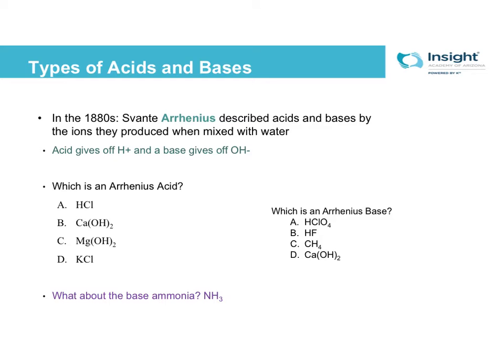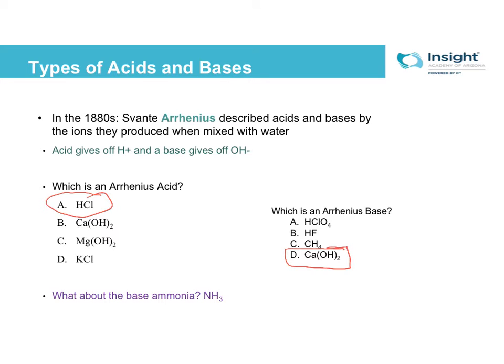Something you should be able to do is, given a list of chemicals, pick out the Arrhenius acid or the Arrhenius base. So see if you can give it a shot here. Of these choices, which is going to be most able to give off that H+? It's going to be your HCl. Then of your base choices, which of those is going to have that OH- in its formula to give away? The key is they should be attached to each other, so that you have that clear hydroxide in there.